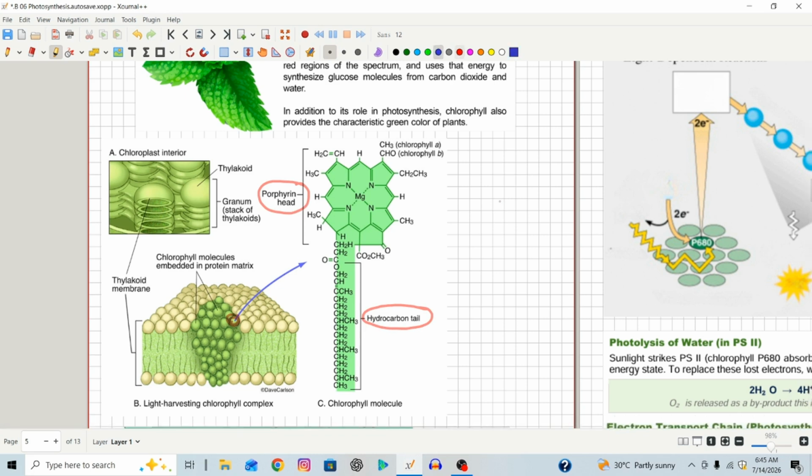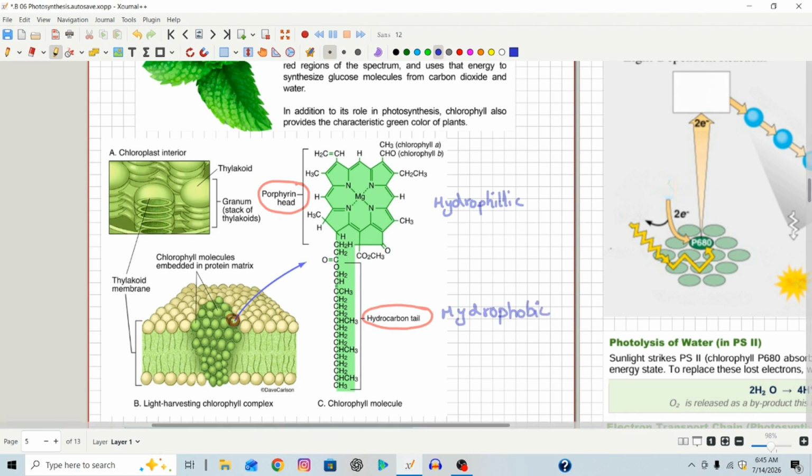So you can say the head is hydrophilic because it is water loving, and the tail is hydrophobic because it hates water, right? Philic means loving and phobic means hating. So hydrophobic means water hater, hydrophilic means water loving. So the head is made up of magnesium and nitrogen, and it is also called the porphyrin ring.